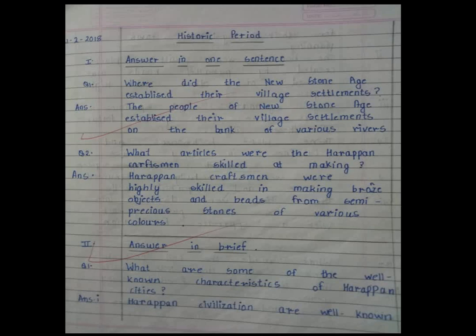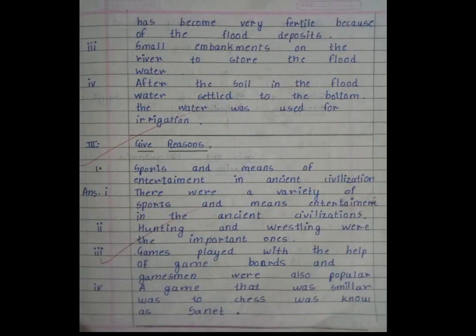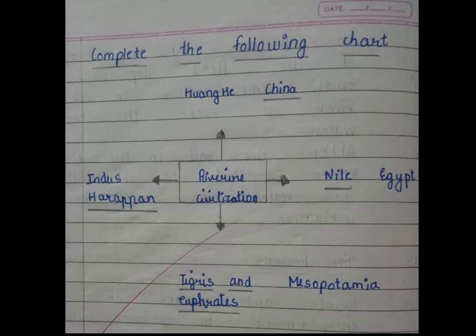Now children, in your EVS 2 classwork notebook, you can open a new page, write the lesson's name on it and write the notes given to you. Answer in one sentence, answer in brief, write the answer point-wise how it is given. Write give reasons also. It is not there in your textbook, but you have to write in the classwork. Complete the following chart. It is given in your textbook. You have to draw a nice figure and complete the chart.